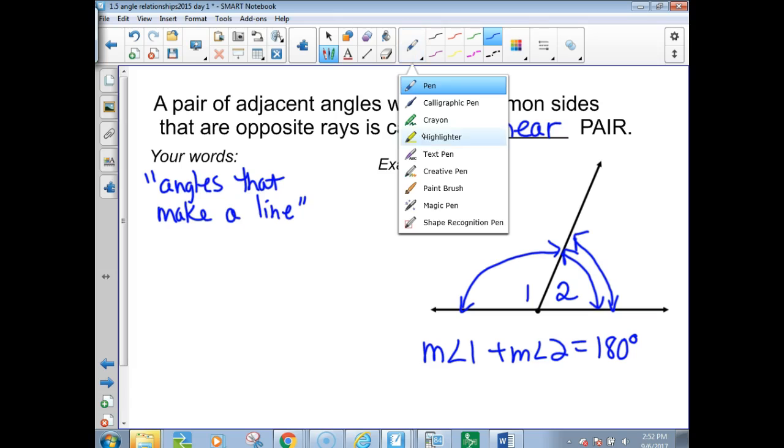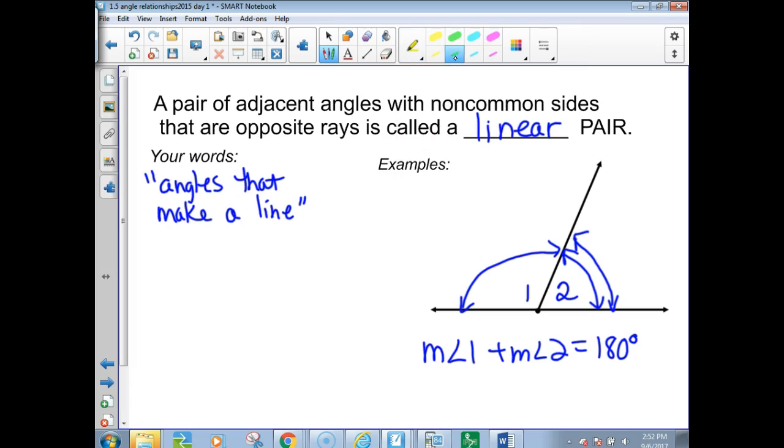So there were two concepts on this one. The fact that they are adjacent, meaning they share a side, and that their non-common sides form a linear pair because they add up to a line.